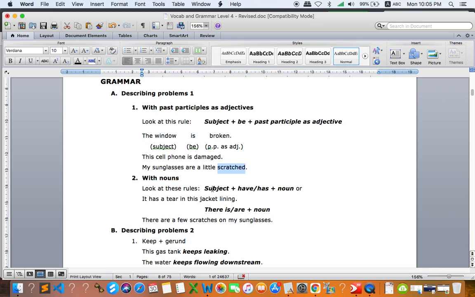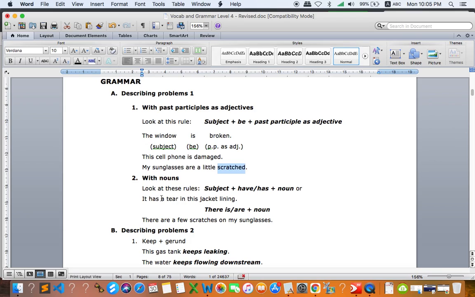So if the subject is it, we have to use has. If different subjects like they, we have to use have. If you don't want to use this form, everyone, you can use there is or there are to describe the problems. Okay, so right here you can say it has or they have. The subject right here refers to the item.